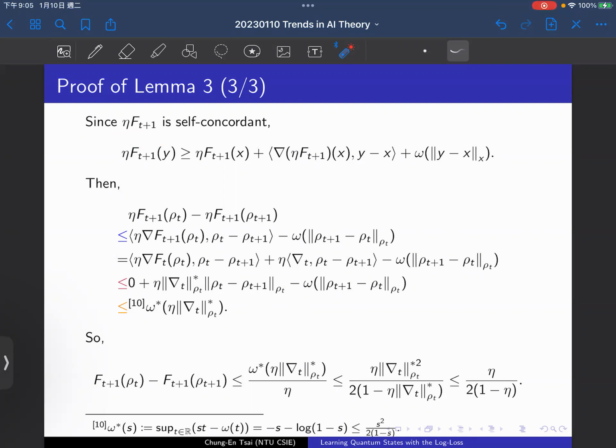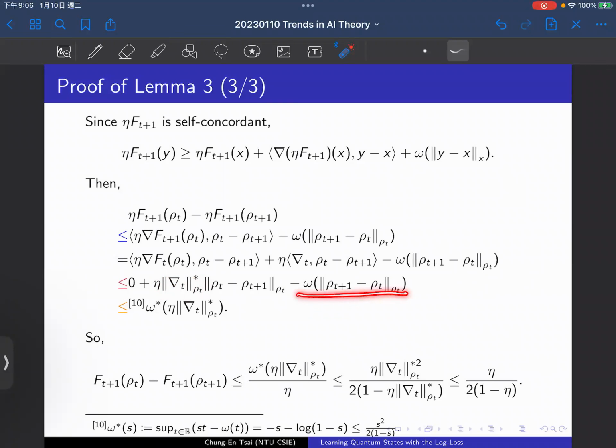And then we want to use the iteration rule of following the regularized leader. We decompose the gradient into two terms, the gradient of ft at rho t and gradient t. Then we can upper bound this by the optimality condition of the iteration rule. Since rho t is the minimizer of ft, this inner product will be upper bounded by 0. And for the second term, we use Holder's inequality to upper bound it by the norm of the gradient times the norm of rho t minus rho t plus 1.